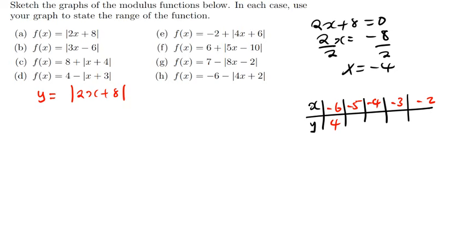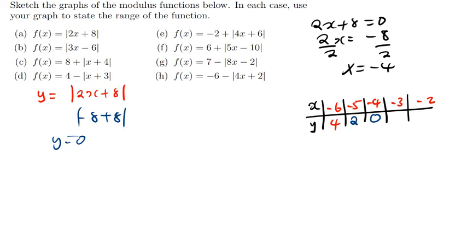Next, I have to put in negative 5. If you put negative 5, that becomes 2 times negative 5, that is negative 10. So negative 10 plus 8 becomes negative 2, and the modulus of negative 2 is 2. Then we put negative 4. Negative 4 times 2 is negative 8, so negative 8 plus 8 is 0. So y is equal to 0 when x is negative 4.